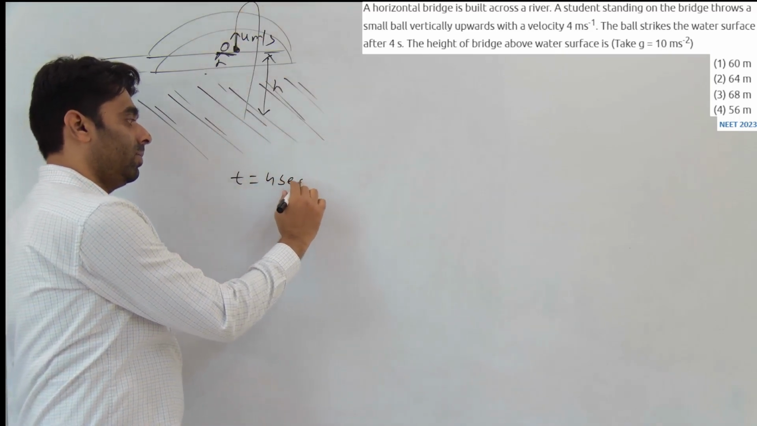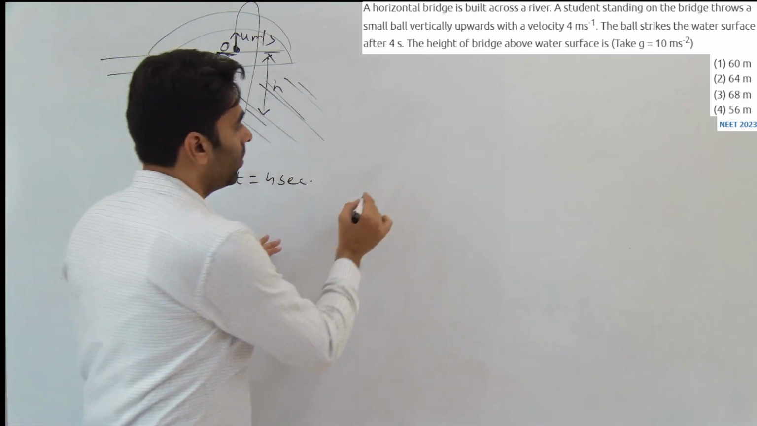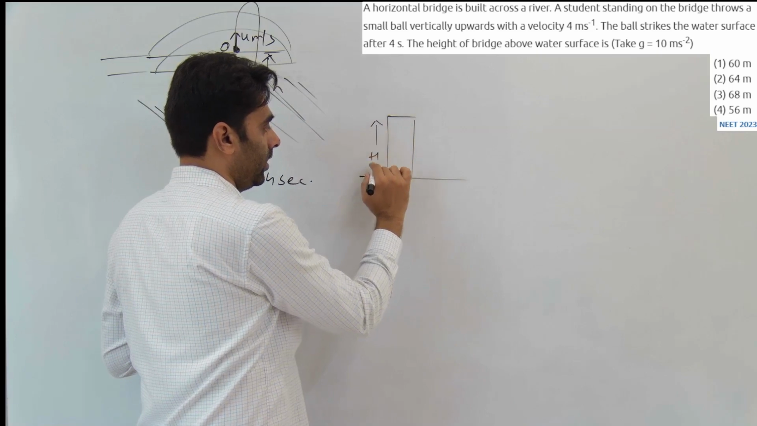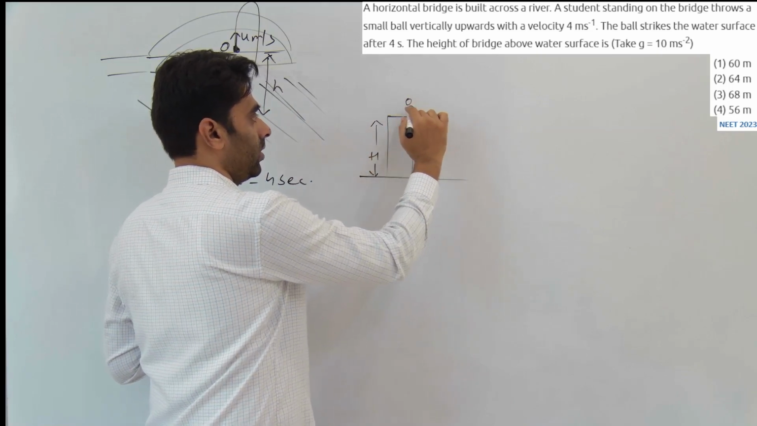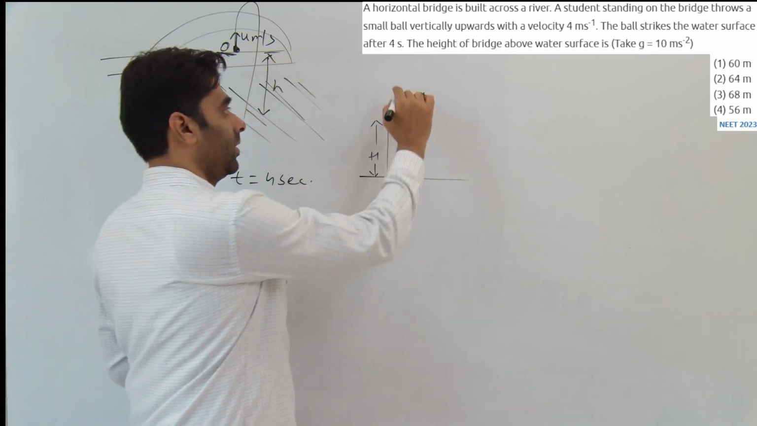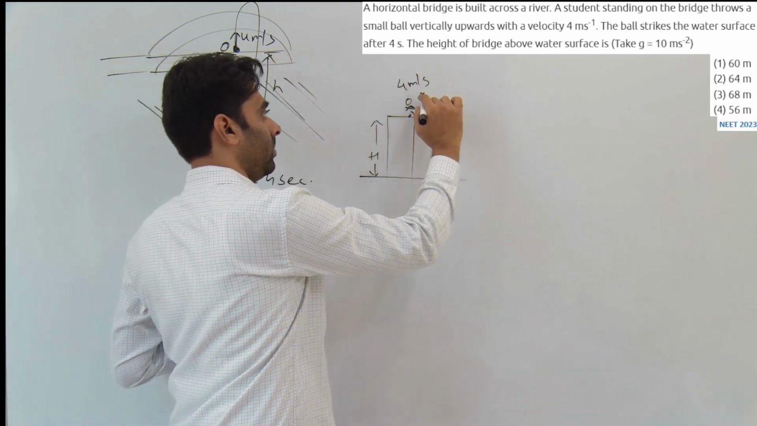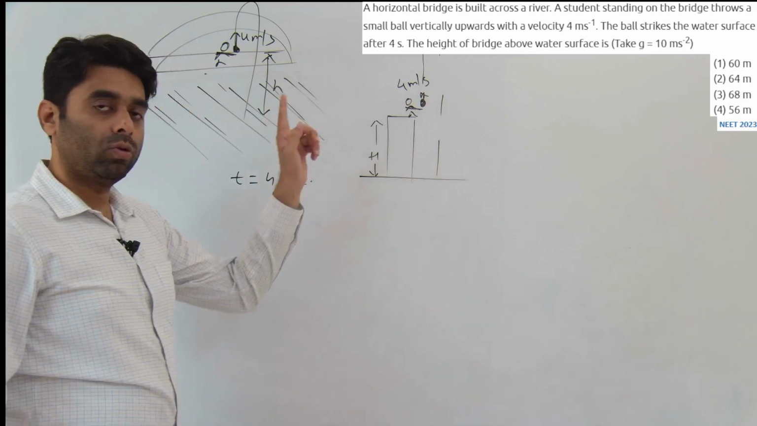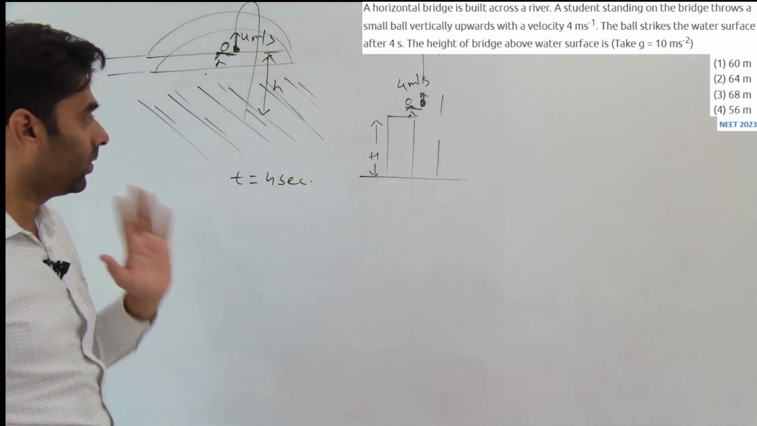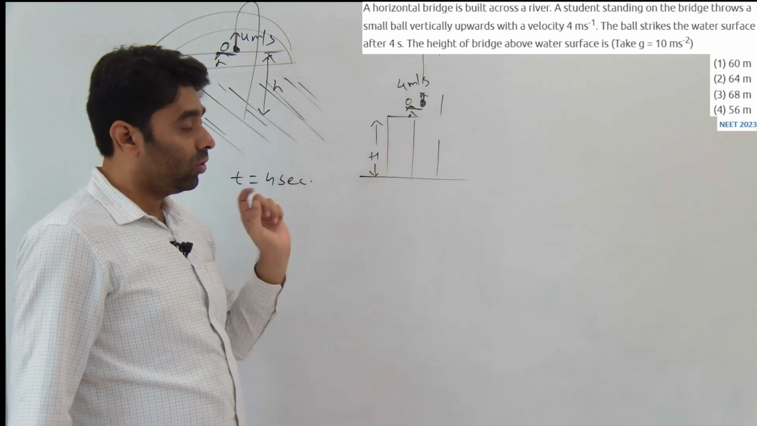Now if I have to simplify this, the question is similar to this: let's suppose a building is there of height h, and a person throws a particle up with a speed of 4 meters per second. It will go up and then come down. In this whole journey, your time taken is 4 seconds only. They are asking us the height.